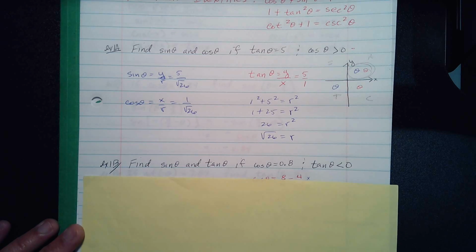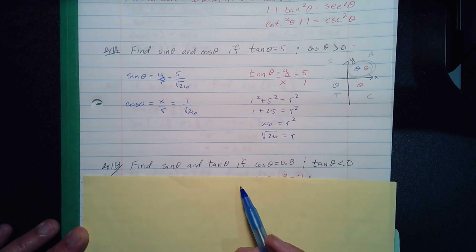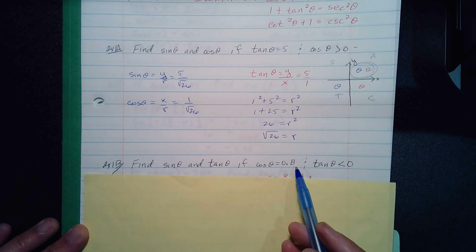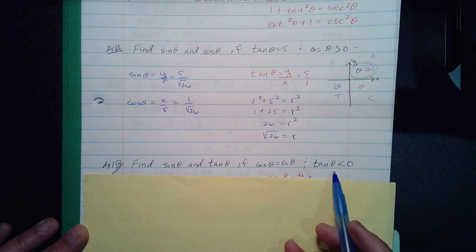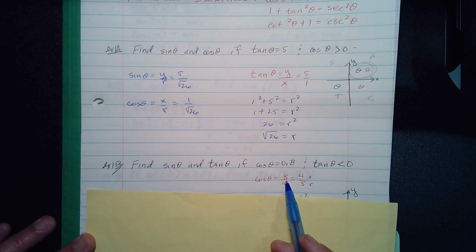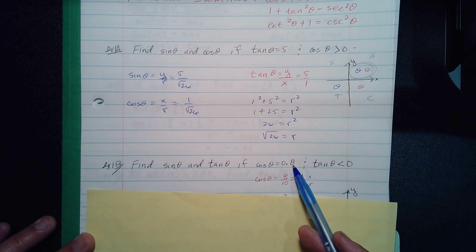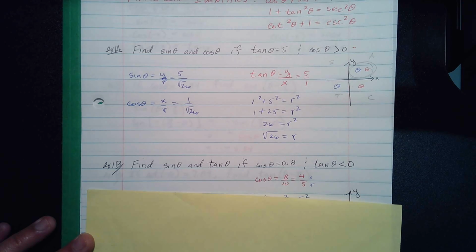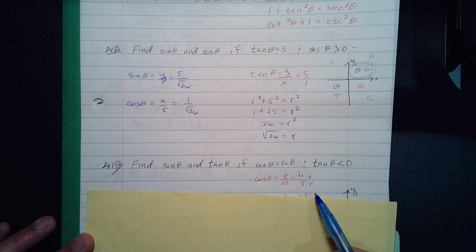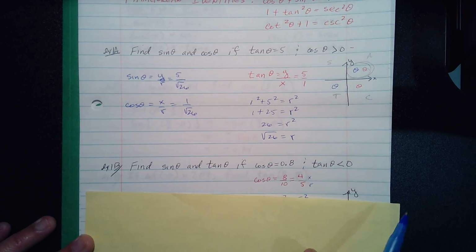Example 1b. Find sine theta and tangent theta if cosine theta is 8/10 and tangent theta is less than 0. Well, 8/10 is rewritten as a ratio. I reduce 8/10 to 4/5. So we know x is 4, r is 5.